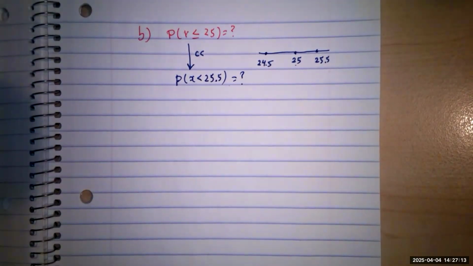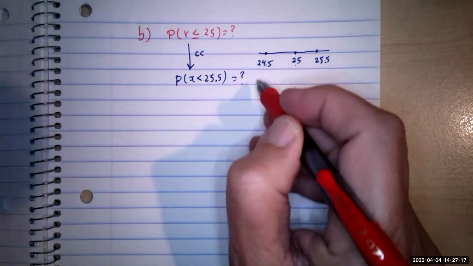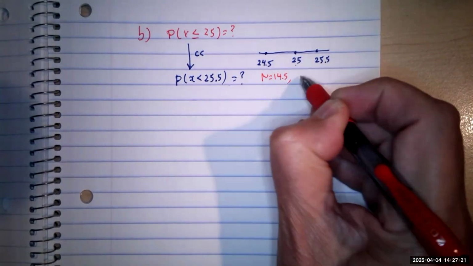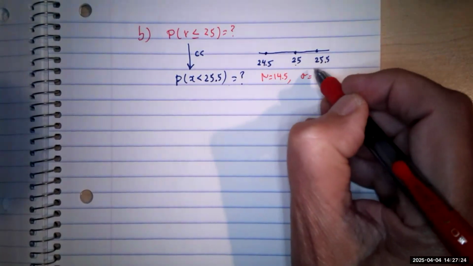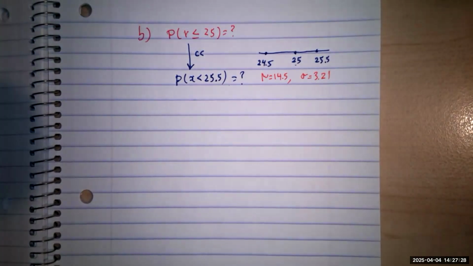Okay, so there you are. Again, you go to the Art of Stats and find this probability for the same mu, a mu of 14.5 and a sigma of 3.21. If you go back to the application, you already have all those numbers. So go back to your application.